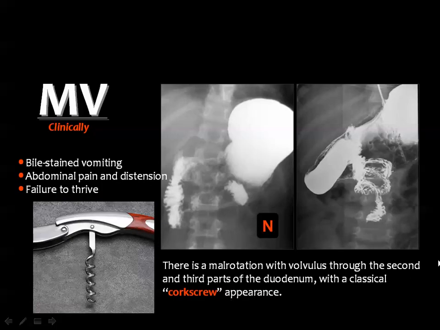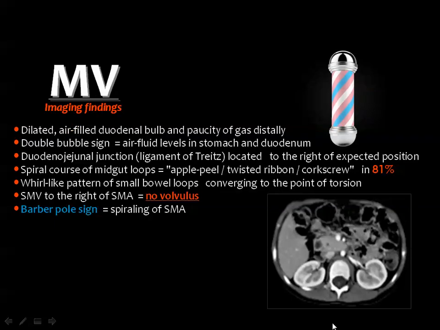And you can compare the normal appearance of the duodenum and the proximal jejunum with this classic appearance of corkscrew, which indicates the presence of mesenteric volvulus or mid-gut volvulus. The patient will present with bilious vomiting, abdominal pain and distension, and failure to thrive.